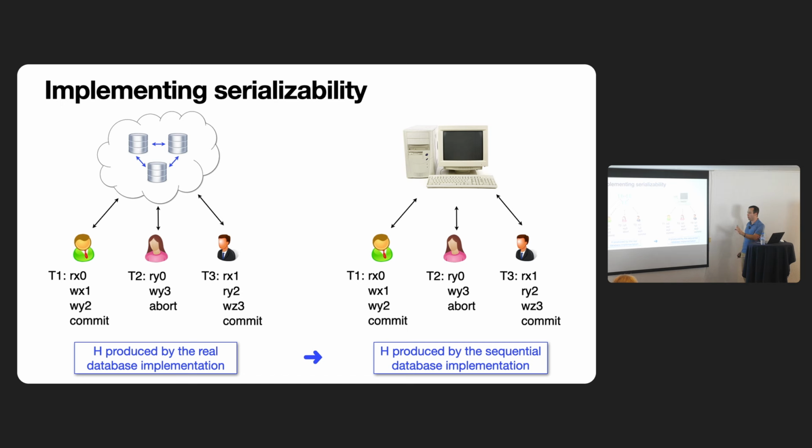So any history produced by the real database implementation can be produced by a sequential database implementation. Now, of course, one implementation is you can just literally process transactions sequentially, but it's not terribly efficient. So instead, we'll add a bit more concurrency. But as I showed you in one of the previous slides, you need to be careful with concurrency control because otherwise you'll do things like losing 20 euros.